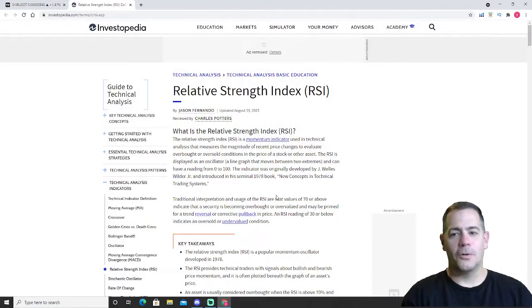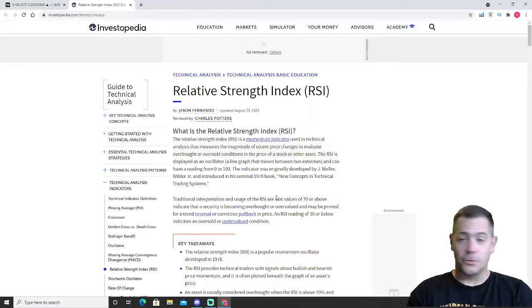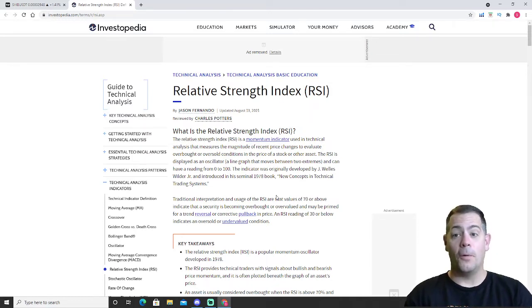This wonderful article, again, of course, is from Investopedia.com. It's written by Jason Fernando and reviewed by Charles Potter. By the way, well done, fellas.